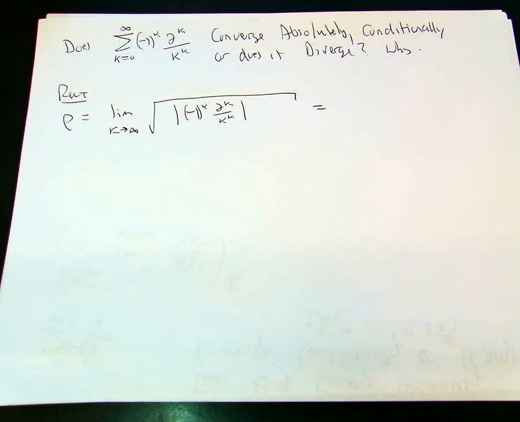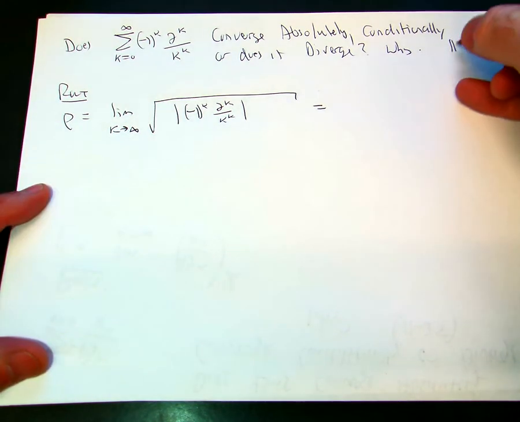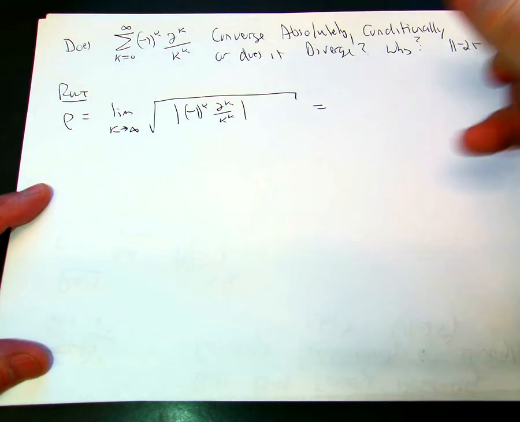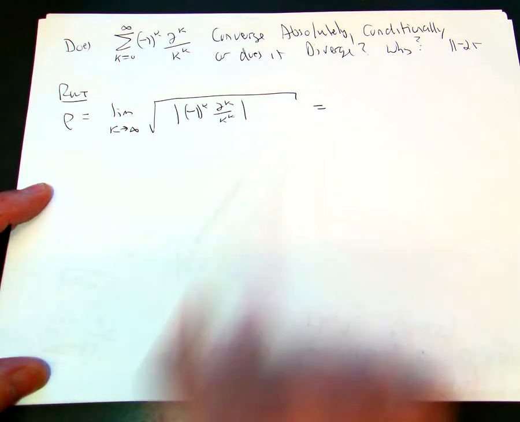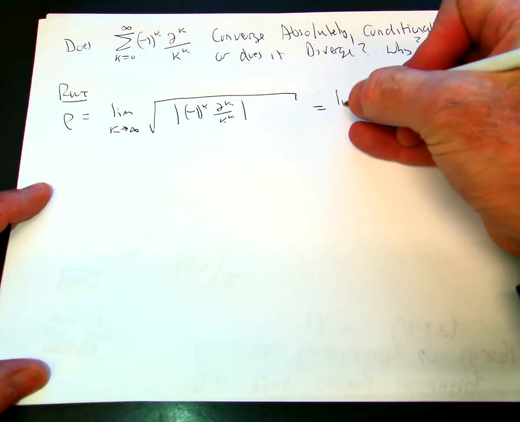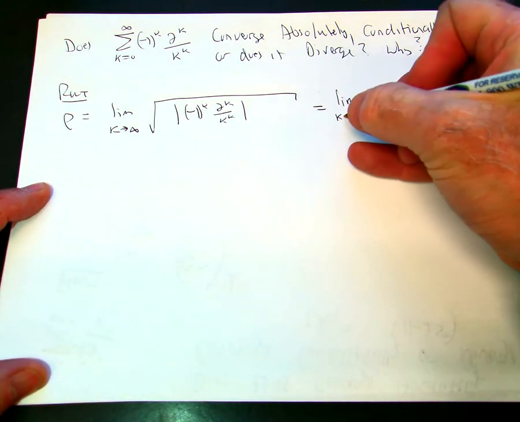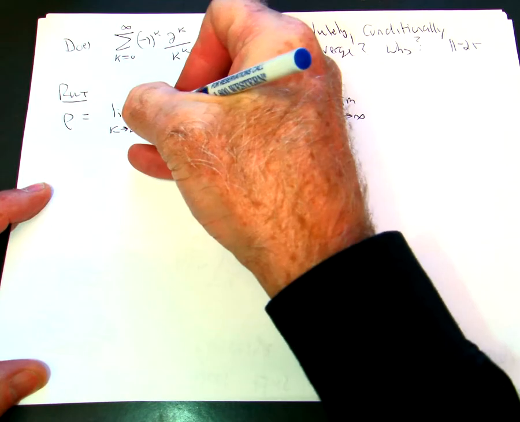Here's today's bonus quiz. This is from 1125. Given this series, does it converge absolutely, conditionally, or does it diverge, and why? So I'm going to use the root test, and I set it up this way. And I prefer to use exponents. Oops, it's the kth root.